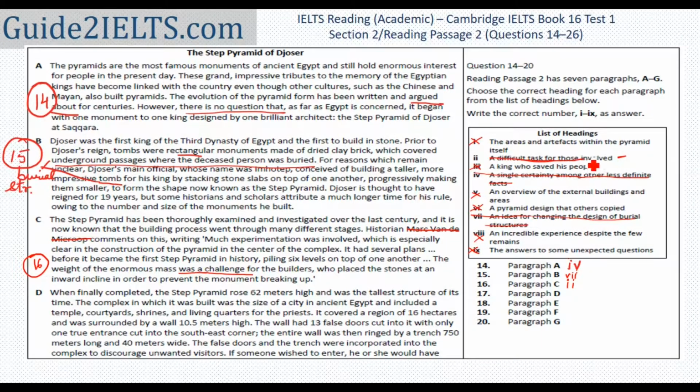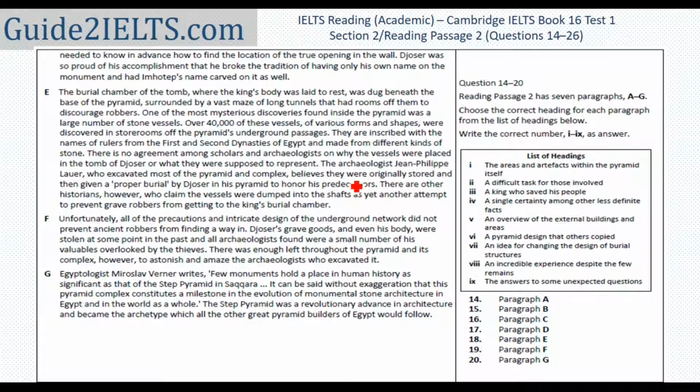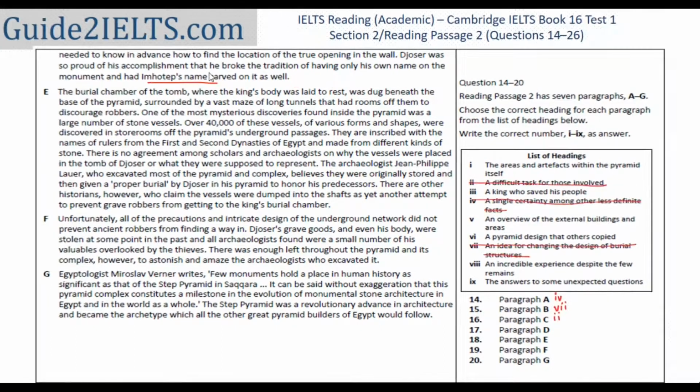We start with paragraph D now. When finally completed, the pyramid rose 62 meters high, tallest structure. The complex in which it was built was the size of a city, included temples, courtyards, shrines, a region of 16 hectares, a wall this much high, false doors in the wall. Then about the entrance. The false doors and the trench were incorporated into the complex to discourage unwanted visitors. If someone wanted to enter, he or she would have needed to know in advance how to find the location. Joseph was so proud of his accomplishment that he broke the tradition and had this person's name carved as well.